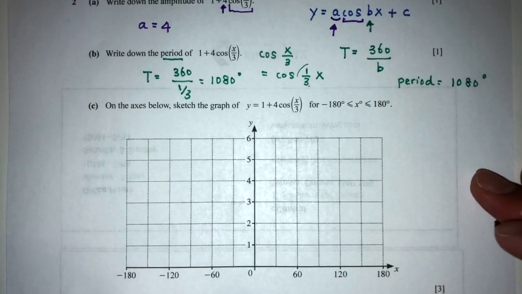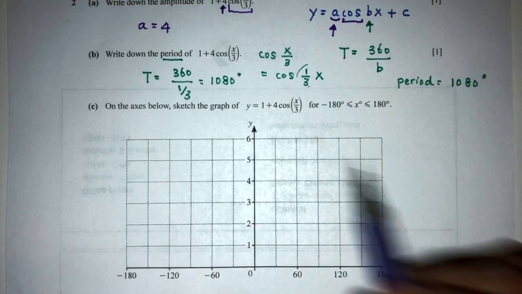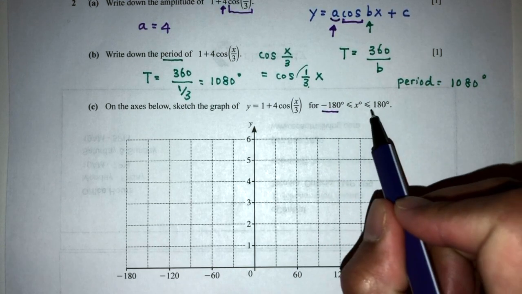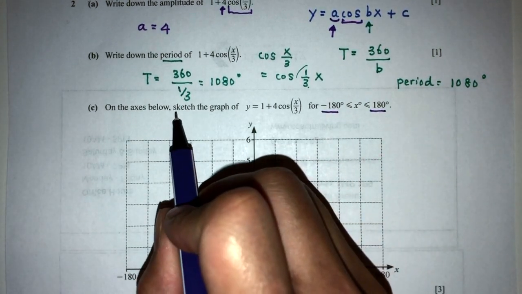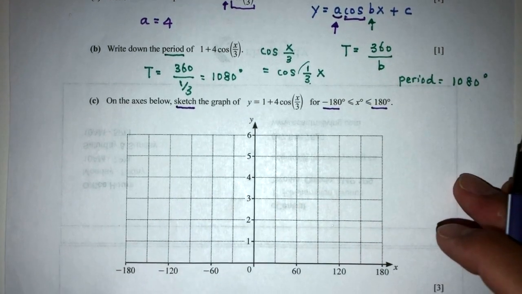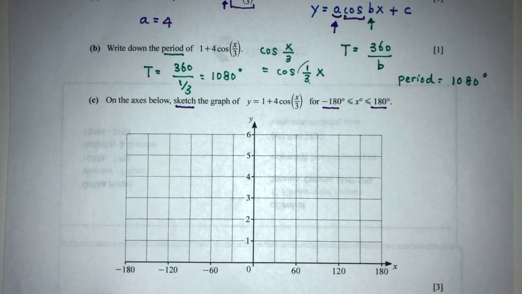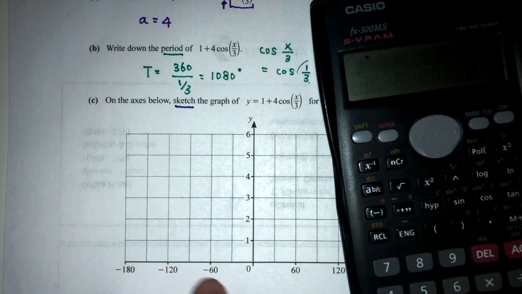Now for part C, we have to sketch the graph of this between these domains. As you can see, it is only a sketch, so it doesn't need to be exact. We just have to somewhat show the shape of our curve. So just use your calculator to find the corresponding values for each of those points.